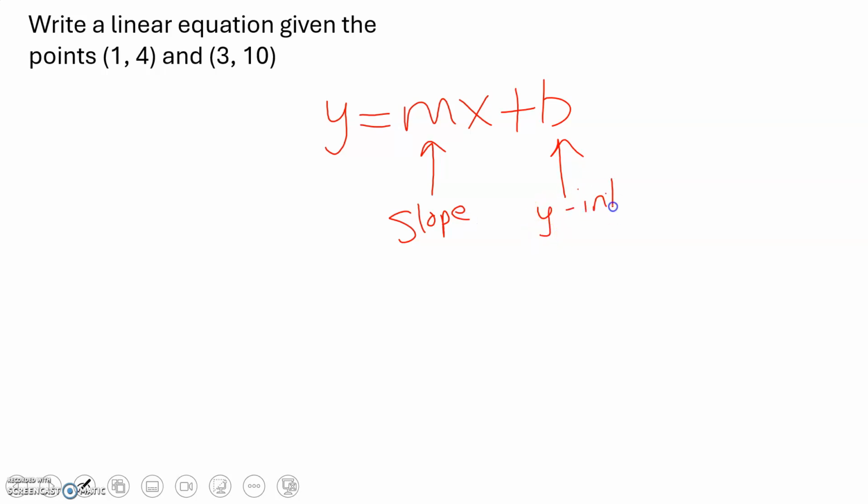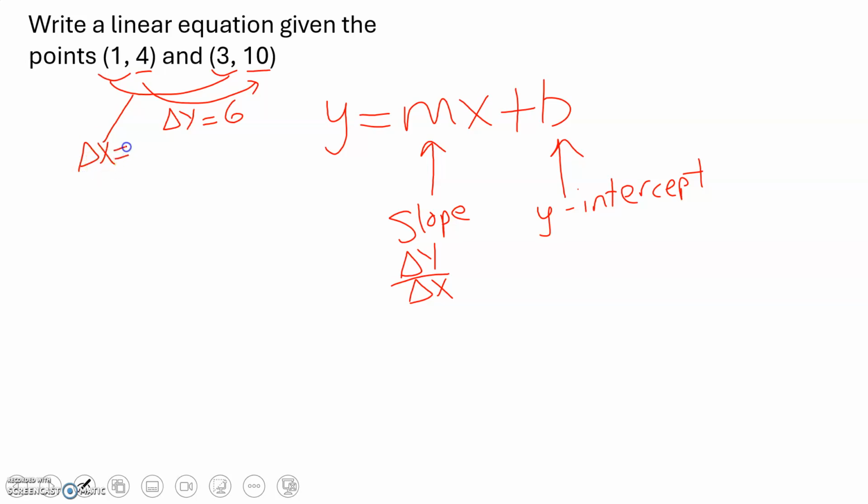Now, we know that our slope is based on the change in y values, or our rise, over the change in x values. We can see our first y value is 4 and our second one is 10. To go from 4 to 10, the change in y is plus 6 units. Now our 1 and 3 are x values. To go from 1 to 3, our change in x is plus 2 units. So our slope is 6 over 2, which reduces to 3 over 1, or 3.